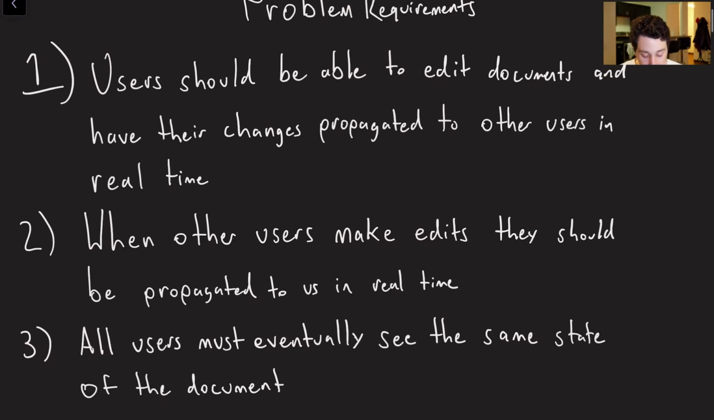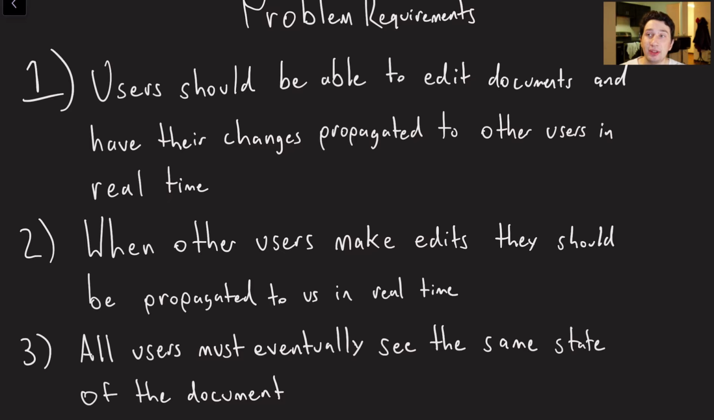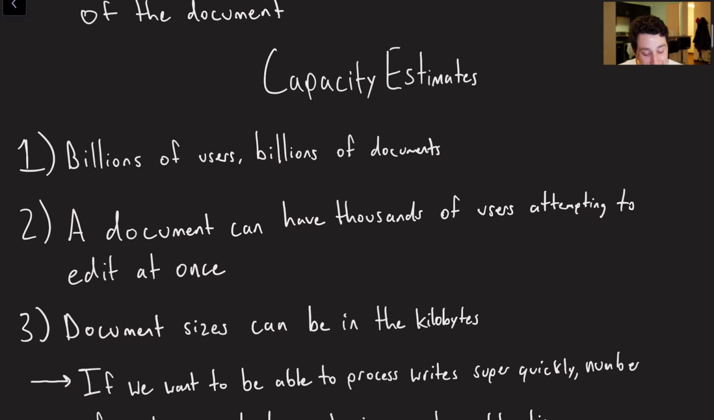And of course, another important thing is that we don't want people to have documents that are out of sync. If I make a write, I don't want to be able to see my write and someone else can see my write, but then a third user cannot. It's important that they all eventually converge to the same state, even if it's not entirely instant.